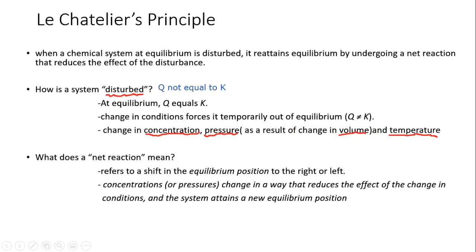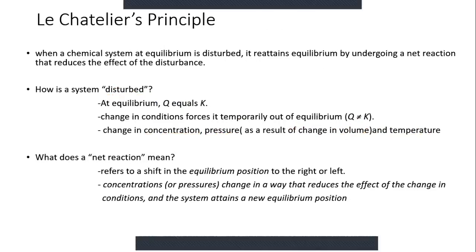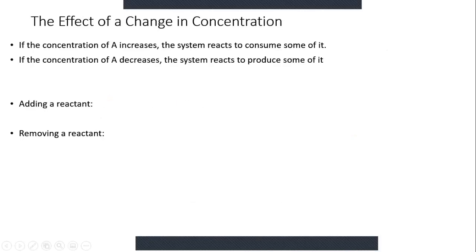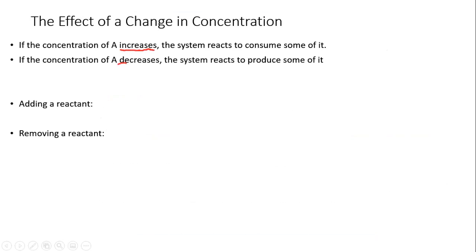So now let's look at the first type of disturbance, which is change in concentration, and how that affects equilibrium. There are two things you can do to concentration. You can increase the concentration of a reactant or product, or you can decrease the concentration of a reactant or product. And so when you increase the concentration of a reactant or product, the system is going to react to consume some of it. So that means it makes more of the other side of the reaction.